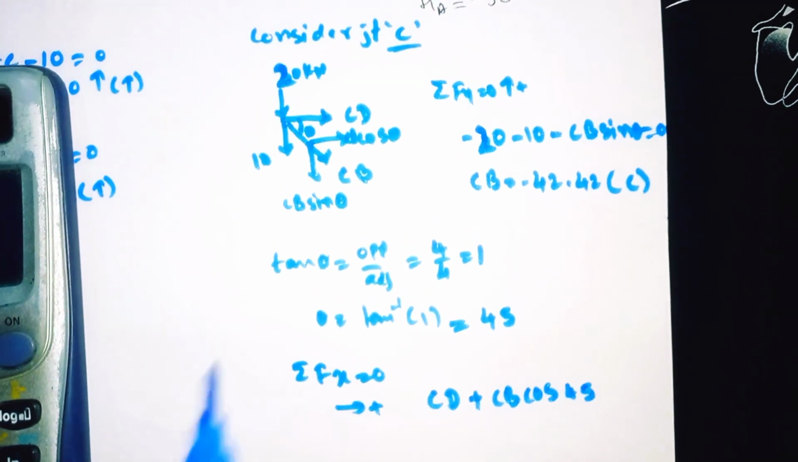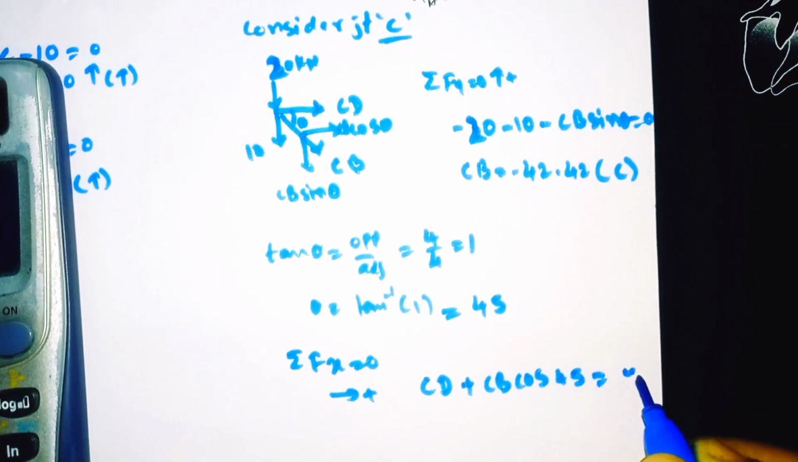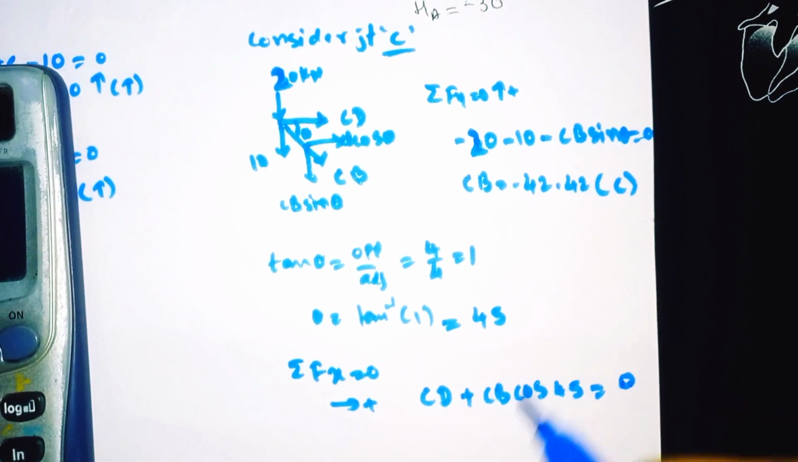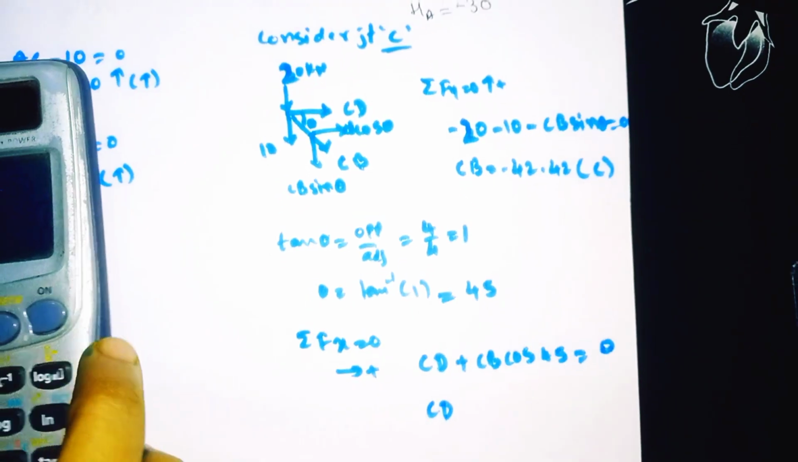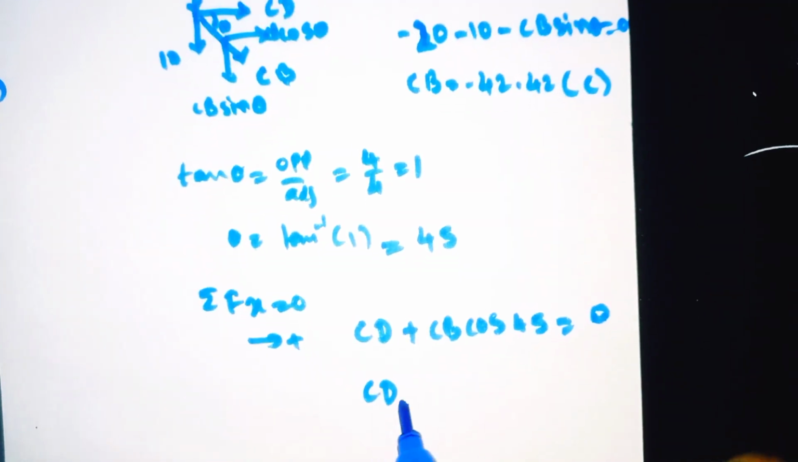Is there any other horizontal force? No. Only these two, and the sum is equal to 0. So now we have the value of CB. Put it here and you will get the value of CD. I will solve it directly here, so wait, I will write it here.